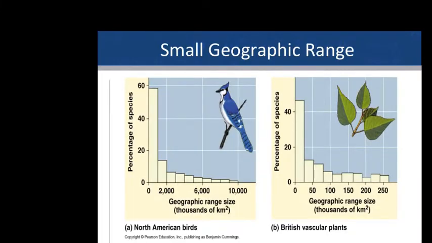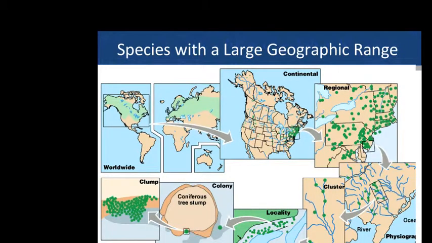So some organisms have small geographic ranges, while others have large geographic ranges. I'm just looking here at a North American bird and a British vascular plant, as illustrations that they don't go far from where they're normally found. Species with large geographic ranges, it could be a whole bunch of different areas, but generally you find things in coastal areas that have the ability to move to other areas and find suitable niches for themselves. But it's very rare that you find species that have a large geographic range.